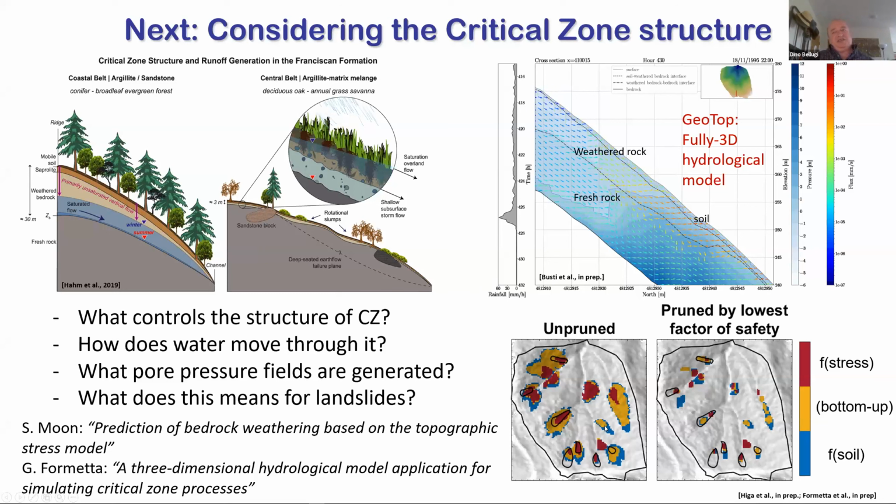Solgi showed us yesterday some preliminary results that we'll come back and present, showing how the different type of critical zone structure affect landslide size and location and localization.